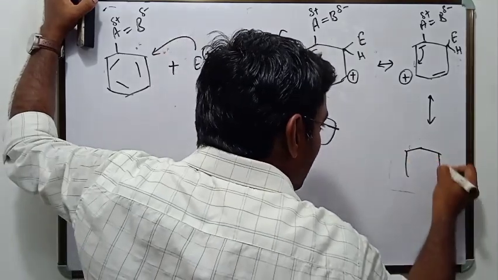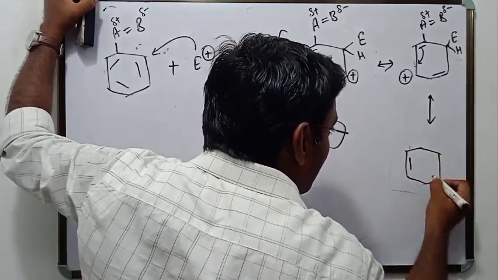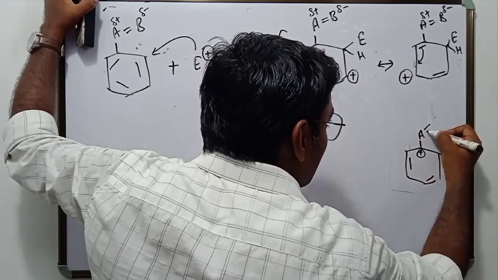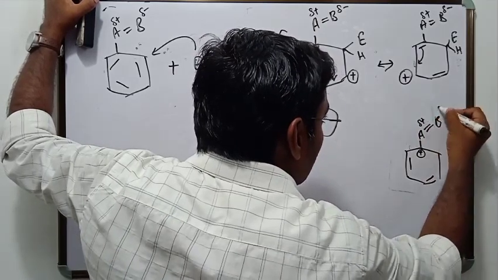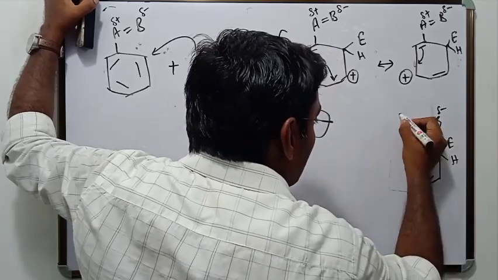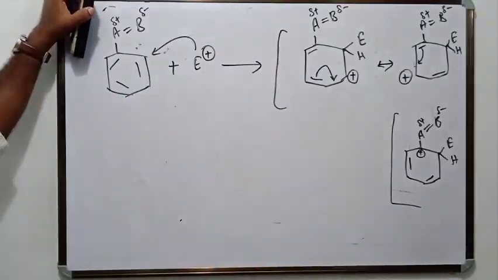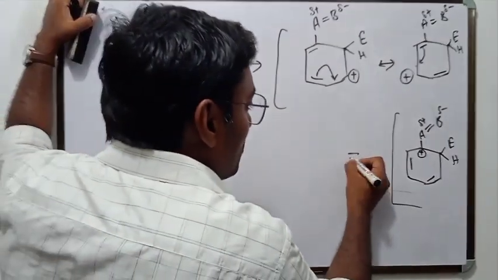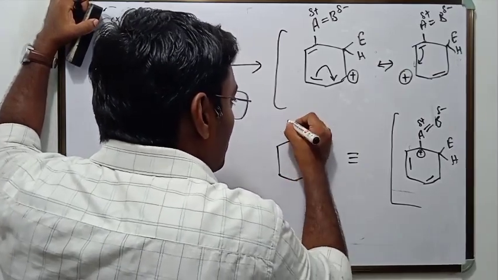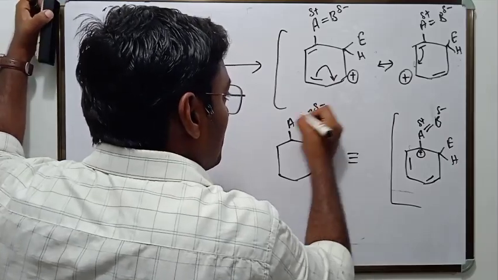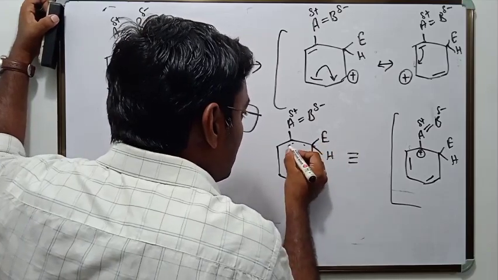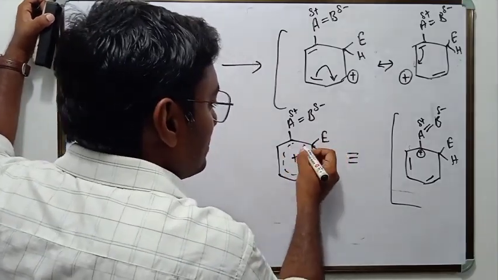So what is now happening? This is happening and the positive sign has come here, positive, negative. Where is the E? At the ortho position. These are the three resonating structures that are possible. Let me draw the resonance hybrid structure for this also. So this is the resonance hybrid structure. Everywhere there is a positive charge except this position, right?